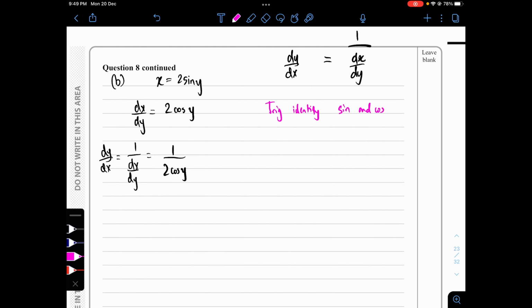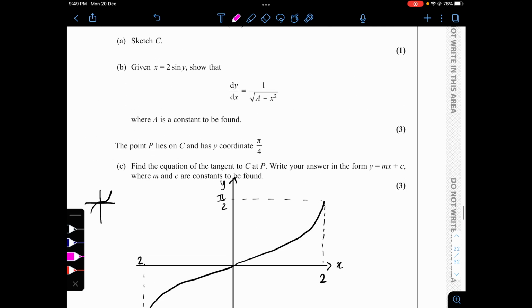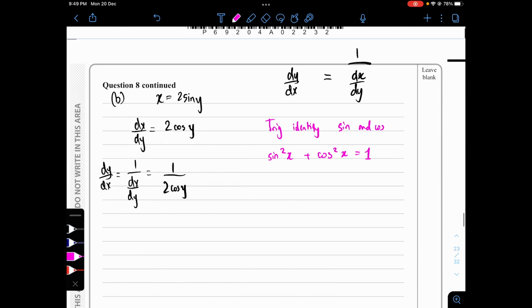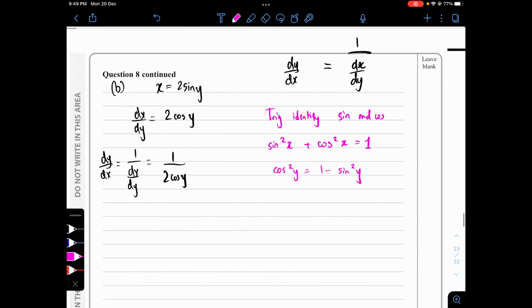The only one that I can think of currently is sine squared x plus cos squared x equals 1, because that's the one that has something minus x squared when we make something the subject. Right now we have cos y, so let's make cos y the subject. So cos squared y equals 1 minus sine squared y, so cos y equals the square root of 1 minus sine squared y.